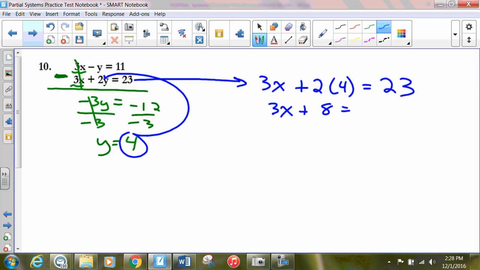And I'm going to simplify this a little bit. 2 times 4 is 8. And I'm going to subtract 8 from both sides. So I get 3x is what? 15. And then I'm going to divide both sides by 3. So x is 5.